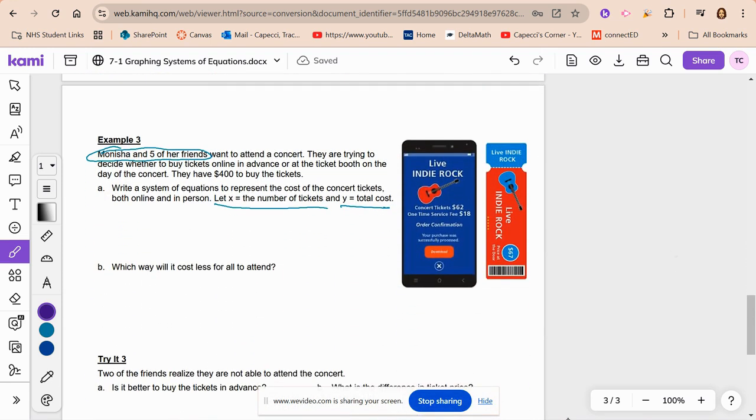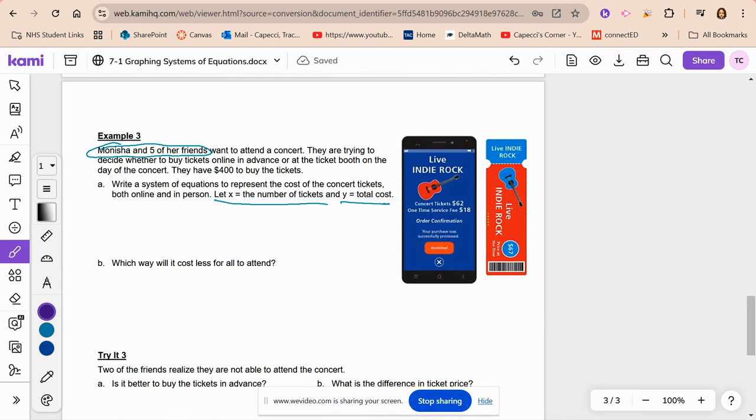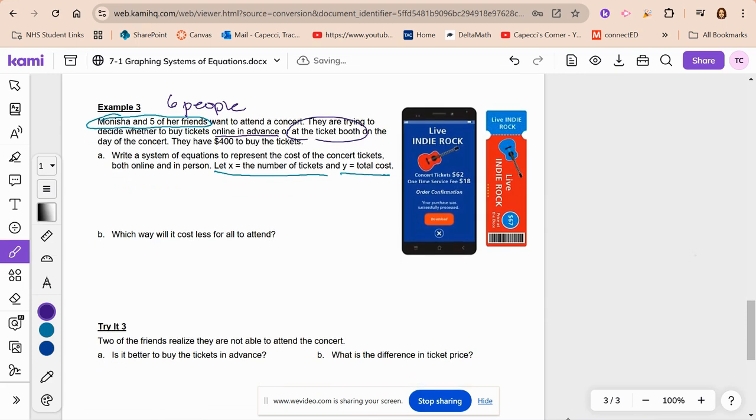All right, let's take a look at our last one today. We're going to do a little word problem and work with systems. Okay, Monisha and 5 of her friends. So we have Monisha and 5 of her friends. So we're talking about 6 people. That's going to be important. Want to attend a concert. They are trying to decide whether to buy tickets online in advance. So that's an option, or at the ticket booth on the day of the concert. They have $400 to buy the tickets.